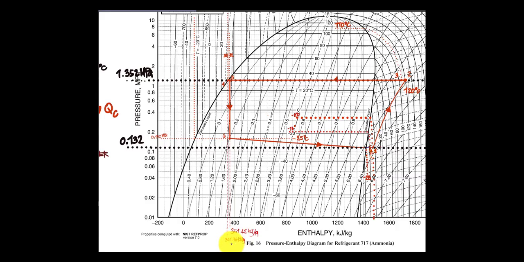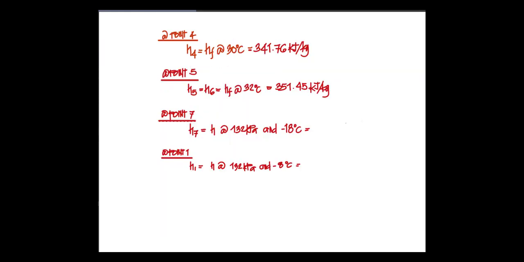So we have the value of 341.76 corresponding to this point. Now let's find the enthalpy at 0.7. So we have the H at 132 kPa and negative 18 degrees Celsius. The enthalpy of this one is the intersection on our pH diagram.